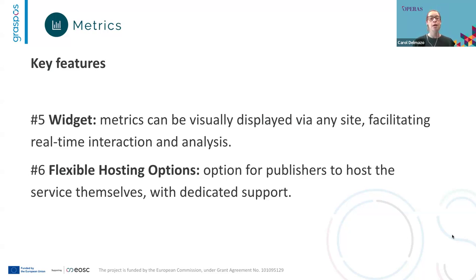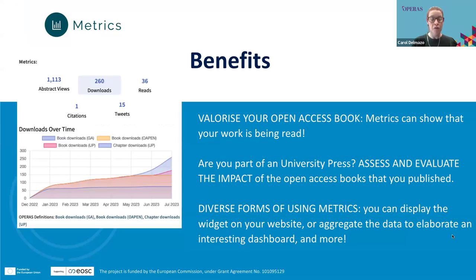So at the end, what's important about metrics is the opportunity to valorize open access books. So it's a key, very important output, especially in the social sciences and humanities. We want to valorize these diverse outputs we have in our domain, and open access books are very key. So let's show how this work is being read.